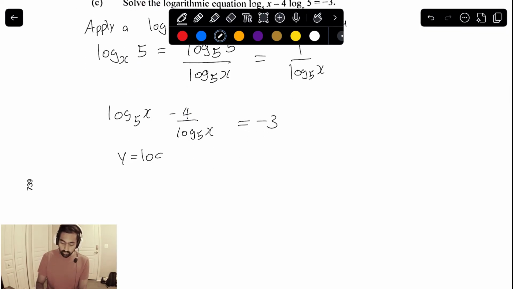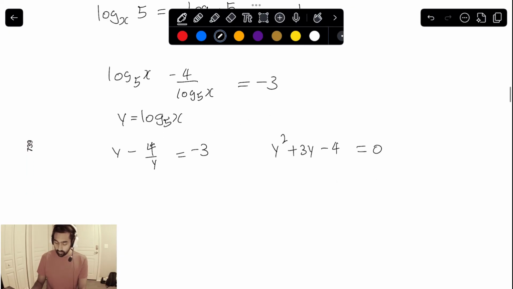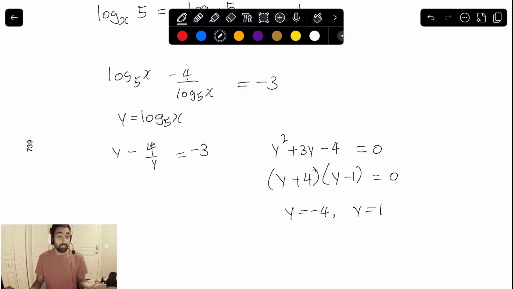Now let's let y equal log base 5 of x. So I get y minus 4 over y is equal to minus 3. Or if I multiply by y, y squared plus 3y minus 4 equals 0. In other words, you can factorize this as (y plus 4)(y minus 1) equals 0, so y is equal to minus 4 or y is equal to 1. But we're asked to solve for x. So this is saying log base 5 of x is equal to minus 4, or log base 5 of x is equal to 1.